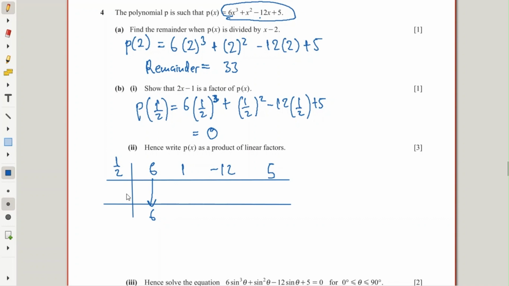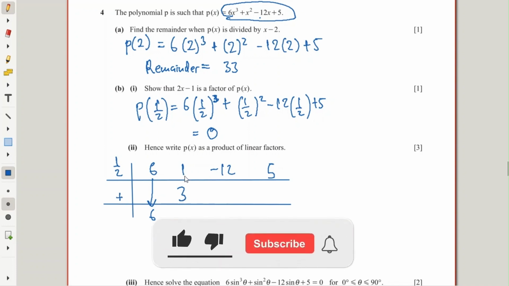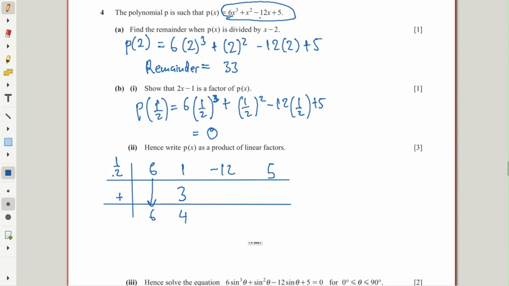Then let me show you how you are going to get your quadratic values. This half times this, what are you going to get? You're going to get 3. So the value that you get, you just put it here. Then you add this one, you get 4. Then repeat the cycle again. This times this, what will you get? You get 2. Then you add negative 12 plus 2, you get negative 10.